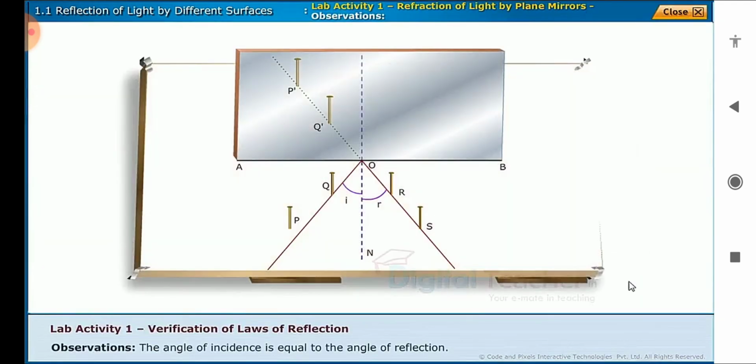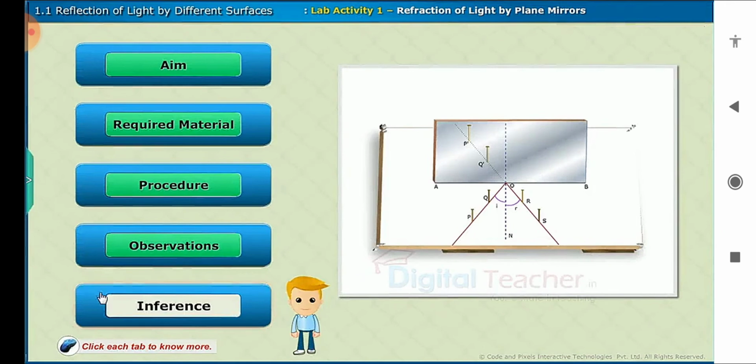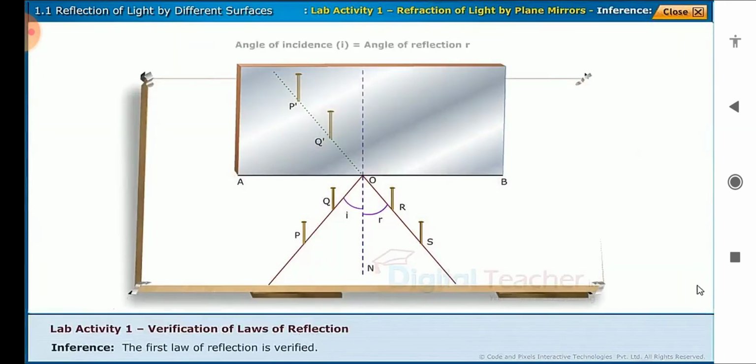We observe that the angle of incidence is equal to the angle of reflection. We conclude that the first law of reflection is verified.